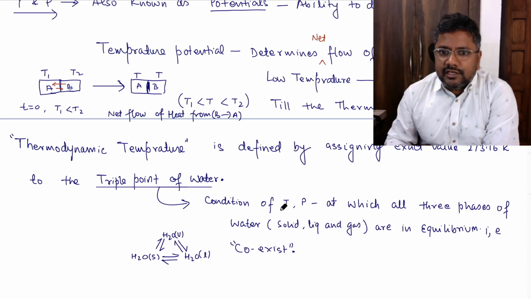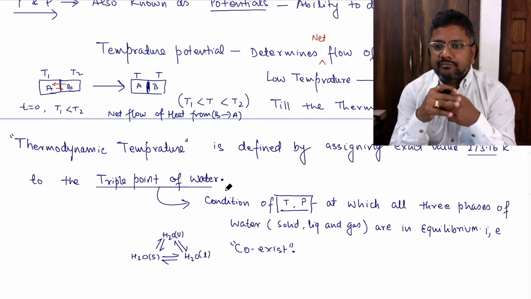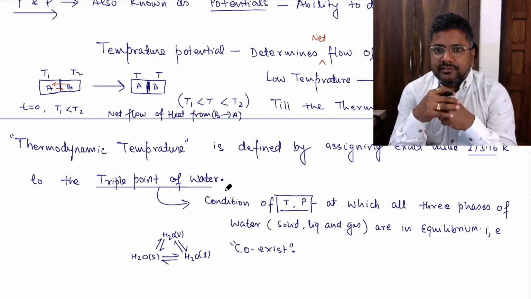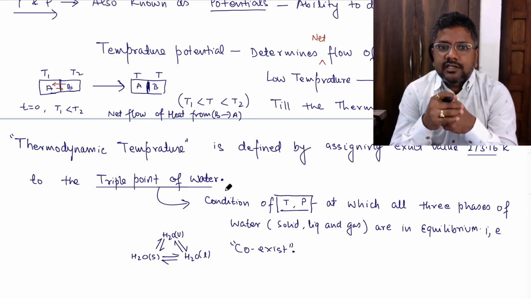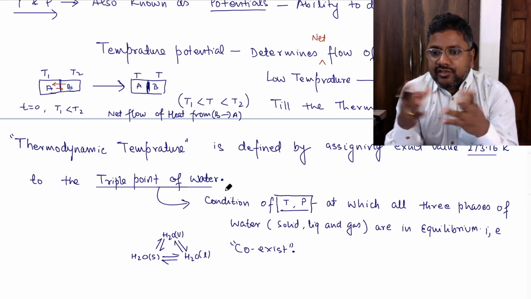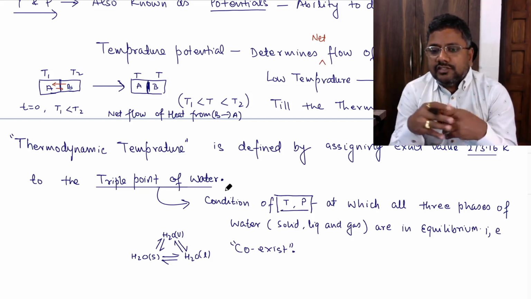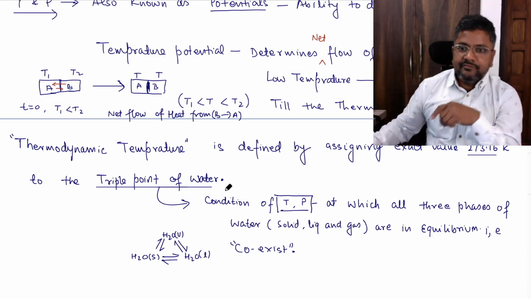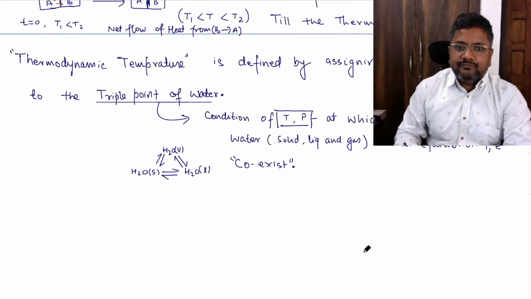So this is the temperature for this, 273.16. So thermodynamic temperature is basically defined by assigning the exact value 273.16 to the triple point of water. So if the question is asked what is the triple point temperature for water, then your answer is 273.16. And by using this, Kelvin is defined.